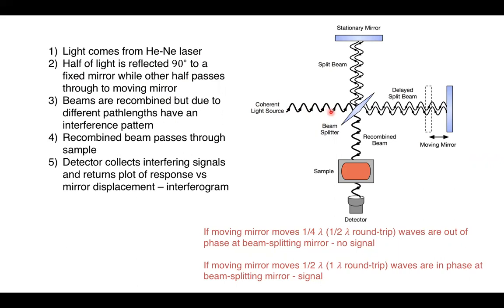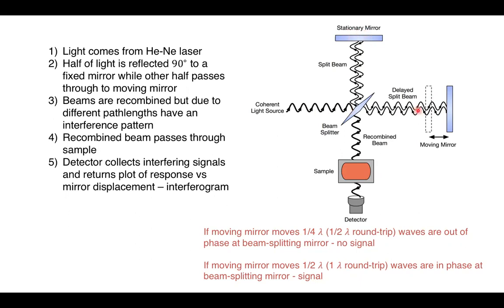So the coherent light source from our helium neon laser passes through here, and it comes onto a beam splitter. This mirror allows half of the light to pass through to our moving mirror, where there is a delayed split beam. The other half is reflected to a stationary mirror positioned here.